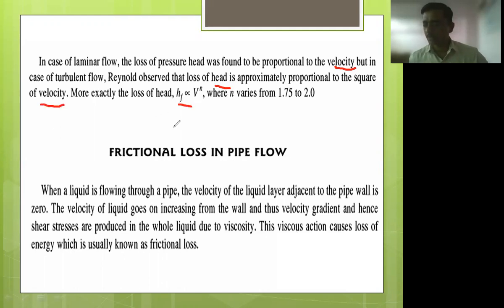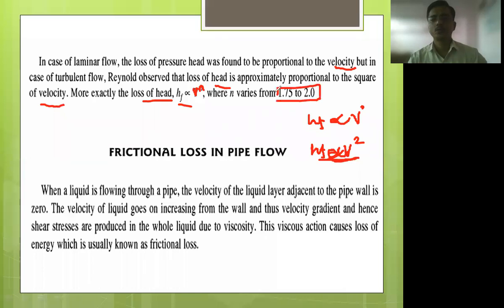Okay, I told you this point in the previous lecture. In the formula for hf, the power of V was 1 for laminar flow, and in the head loss due to friction in turbulent flow the power of V is 2. It is directly proportional to V square, whereas here it is directly proportional to V. More exactly, the loss of head hf is directly proportional to V raised to n, where n varies from 1.75 to 2. But generally we take the value of n as 2 only, and that's why in various formulas we get the power as a square.